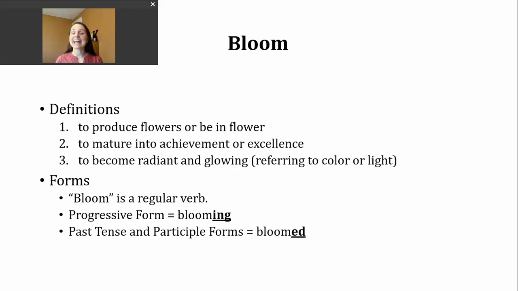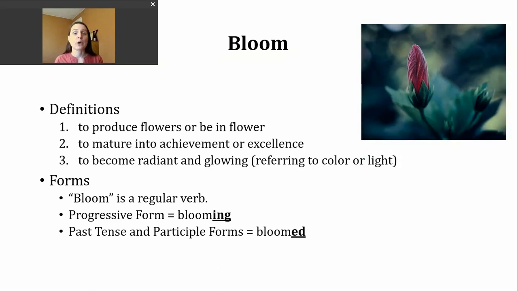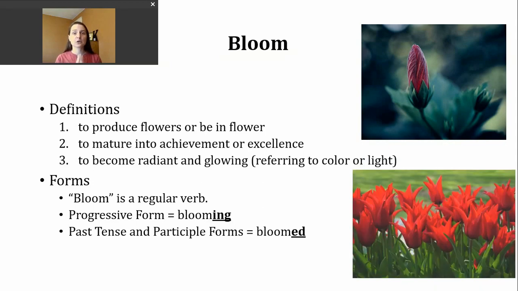The first way you're likely to hear the verb bloom used is to mean to produce flowers or to be in flower. So I think for this particular definition, it could help to have a couple pictures. In the spring here, you're going to start to see this happen with plants, right? You can see petals starting to form on this flower. But eventually, right, they're going to open up. And that's what we mean by this verb, bloom.